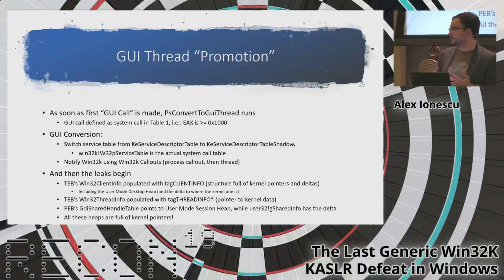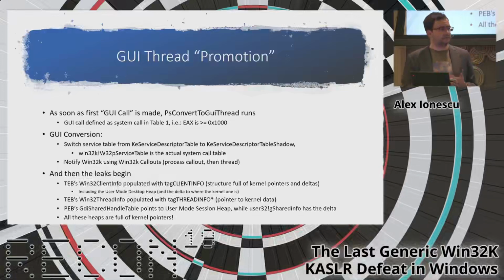So one of the things it does is it switches the system call table to what's called a shadow system call table, which now gives you access to the graphics system calls, and it notifies Win32K.sys about you. It tells the graphics stack, it tells the window manager about your thread. If this is the first thread in the process, then it tells Win32K.sys about the process as well. So it both tells you, here's a new process, and here's a new thread.